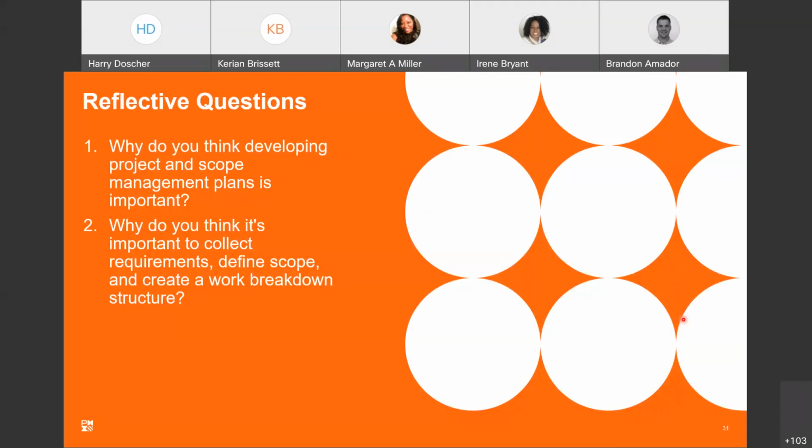Why do you think developing project and scope management plans is important? And why do you think it's important to collect requirements, define scope, and create a work breakdown structure? Anybody want to reflect on that?